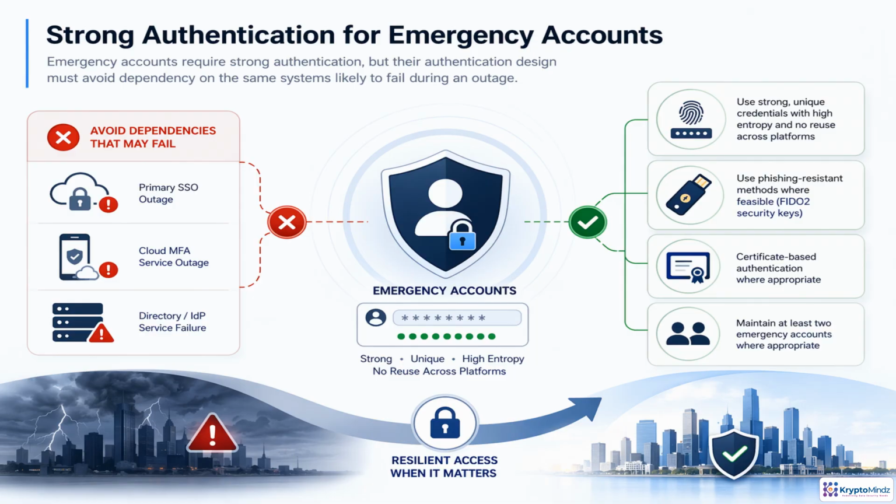A good emergency access design is hard to abuse, but usable when normal controls are down. Start with strong, unique credentials that have high entropy and are never reused. Then make sure the access path is independent. If primary SSO, the directory, or a cloud MFA service is part of the outage, the break glass account cannot depend on it. Prefer phishing-resistant options such as FIDO2 keys or certificates when they can operate during the incident. Where appropriate, maintain at least 2 validated emergency accounts so recovery does not depend on a single point of failure.